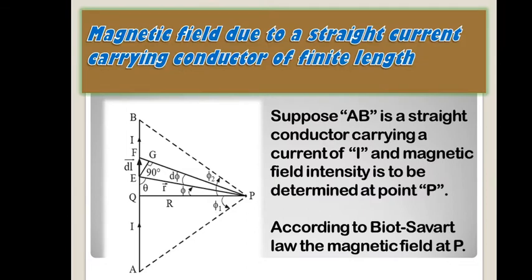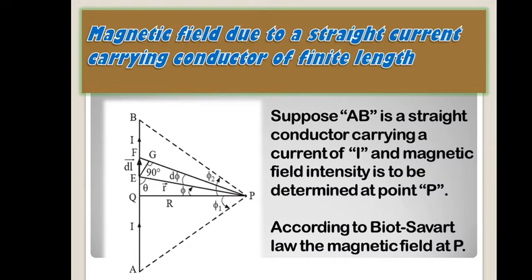So in this class, the very important concept is the magnetic field due to a straight current carrying conductor of a finite length. This is your important concept and we need to discuss it, and it is very important for your exams also. This concept is related to the previous basic law, that is Biot-Savart's law. If you know the previous one, it will be very easy for you.